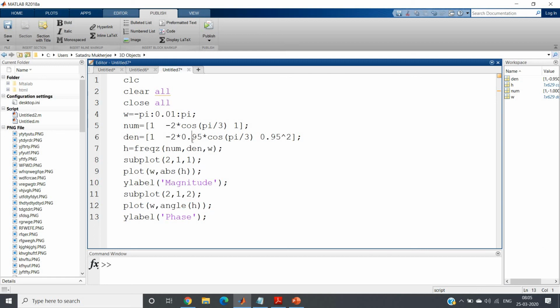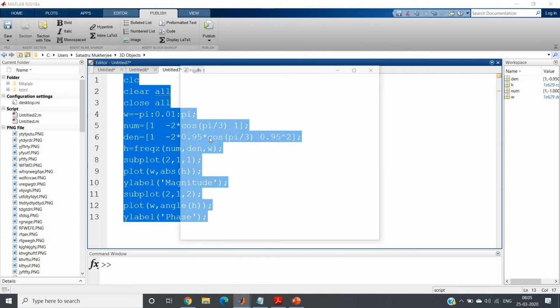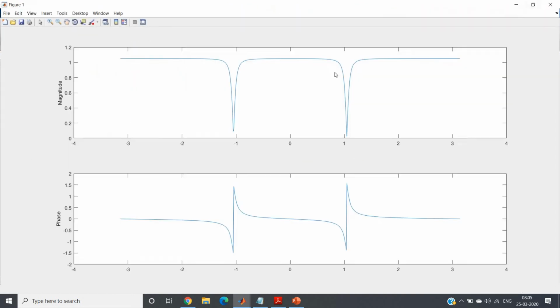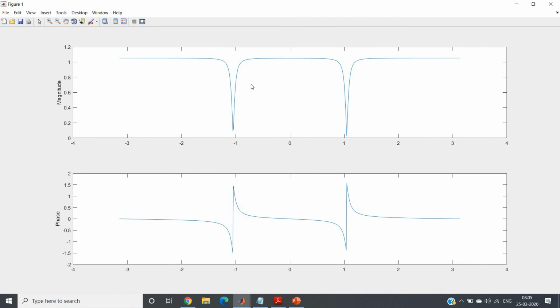Now freqz num comma den comma omega to get the frequency response, plot the magnitude part and phase part. That's all. Control A, evaluate selection. If I do, you can see the magnitude response. This is nothing but removing one particular frequency component and keeping all other frequency components unaffected.